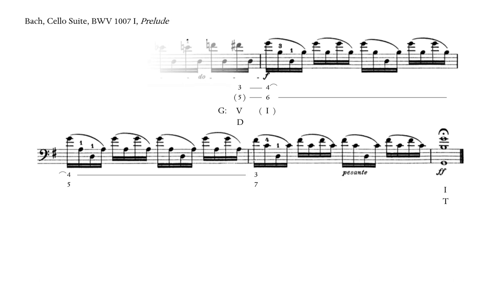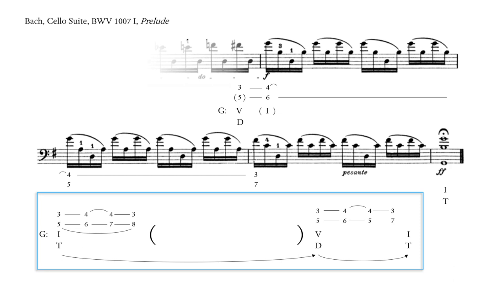We can compare the figures above this dominant pedal to the analysis of the tonic pedal, and we will notice something interesting. The intervals 3rd, 4th, 4th, 3rd recur in the top voice over both passages. This motivic connection would be very hard to notice or describe using Roman numerals alone, which is why I wanted to include the more detailed figured bass analysis.